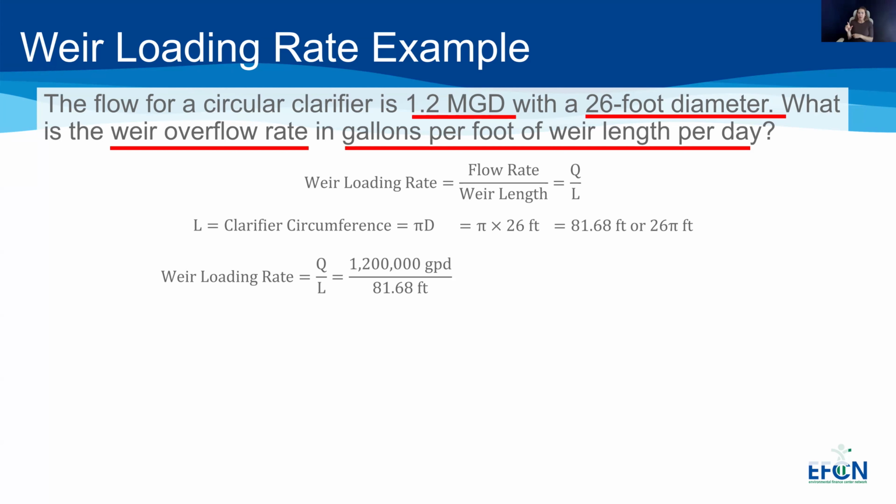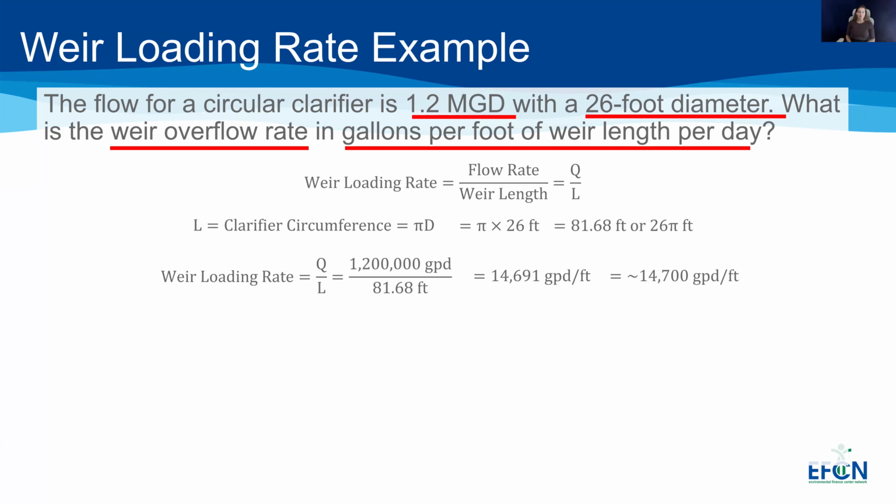So by doing that, we just plug that into our calculator, and we would get 14,691 gallons per day per foot, which is also equal to the units that the question asked for, gallons per foot of weir length per day. So if you'll notice, the gallons is still in there. That would go on the top of our units, and then it's per foot per day, and that can go in either order, which we show in the answer that we wrote down here.